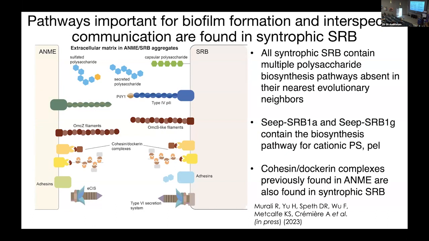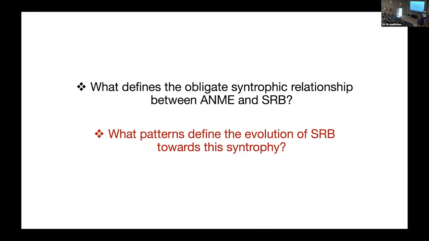Here, there are some components that are very similar to other types of biofilm formation pathways and other types of conductive biofilms. And then there are some additional ones that are unique to this syntrophic partnership. So we're basically using that to define this physiological model.